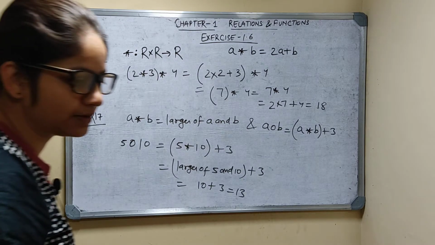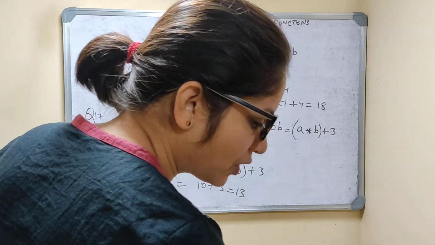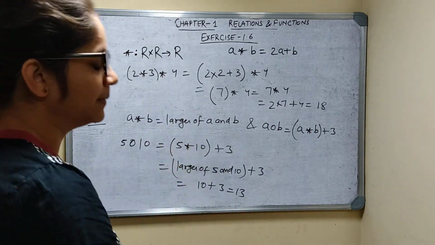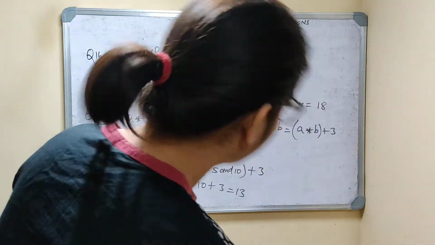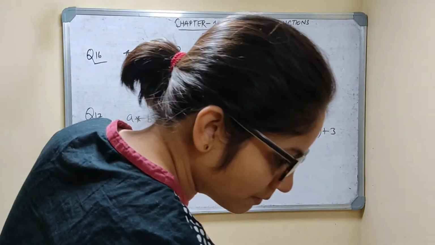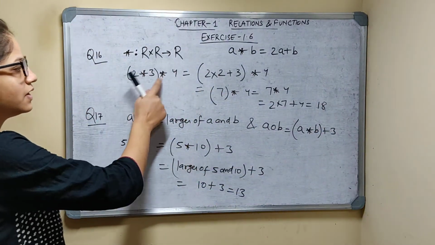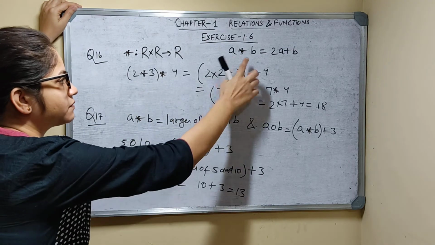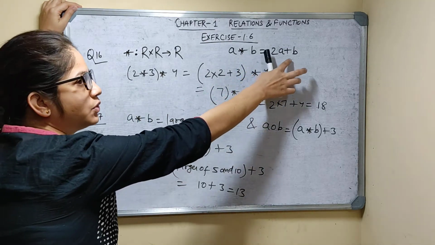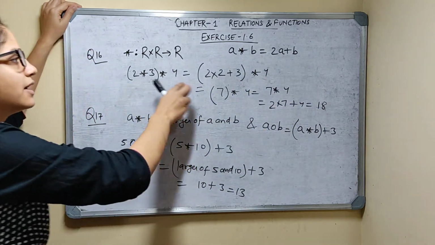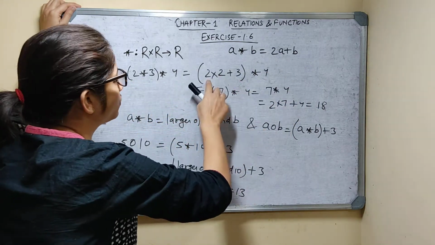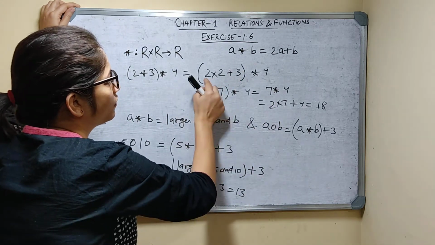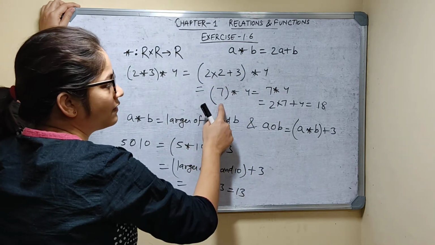Question number 16. The binary operation * : R × R → R is defined as a * b = 2a + b. Find 2 * 3 * 4. So 2 * 3: a * b is equal to 2a + b, so 2 * 3 I can write as 2 into 2 plus 3, * 4. So 2 2s are 4, 4 plus 3 that is 7, * 4.